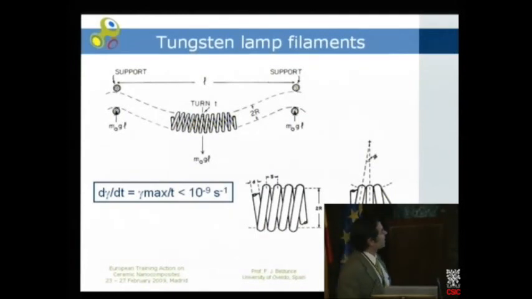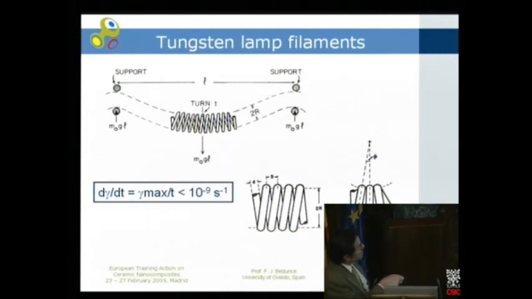But the problem in this case is a creep problem, because as you can see here, this filament is winded, and it is retained by two supports, or by different supports, and between these supports, the filament is deforming by means of creep due to the own weight of the filament. In this case, there are no external loads, but the only load is the weight of the filament.